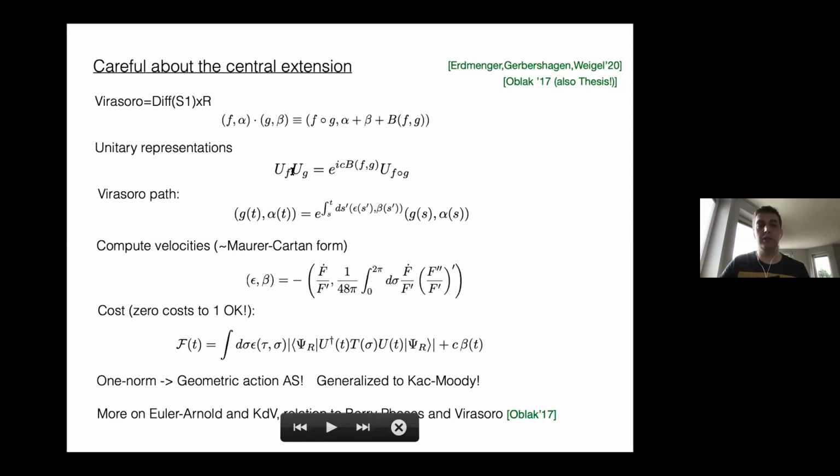Or in other words, when we talk about the representations of Virasoro, it's not just a product of unitaries like this, but there's this phase that is very important that tells us that we are not in the diffeomorphism group, but in the Virasoro. And they show that when you compute this Maurer-Cartan form for that and generalize this one-point function such that it includes this phase, this path in the group, then you precisely get the Alekseev-Shatashvili action, as was recently discussed also in the works of Kotler and Jensen. They also elaborated more on Euler-Arnold and KdV and the relation to Berry phases in the nice works by Oblak.